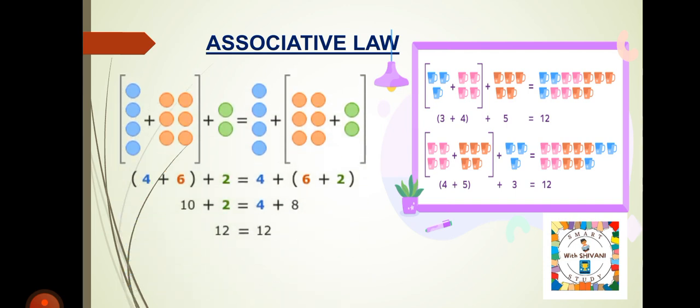Another example, that is there are 4 blue plus 6 orange balls, when added together give us 10, and when this 10 is added to 2 green balls gives us the answer as 12. And now we are regrouping it. That means instead of 4 plus 6, we are grouping it as 6 plus 2. So we are doing 6 orange plus 2 green, which gives us 8, and this 8 is added to the 4 blue balls. So we get the answer same, that is 12.